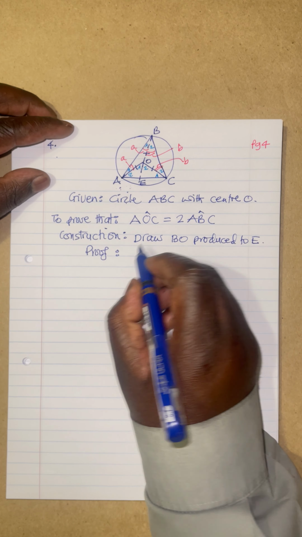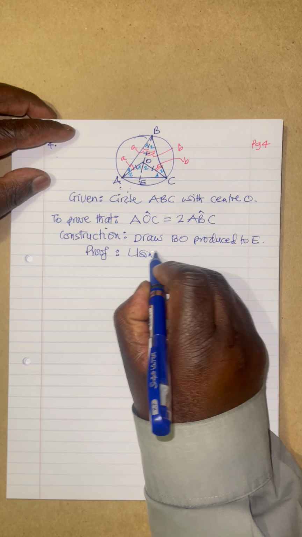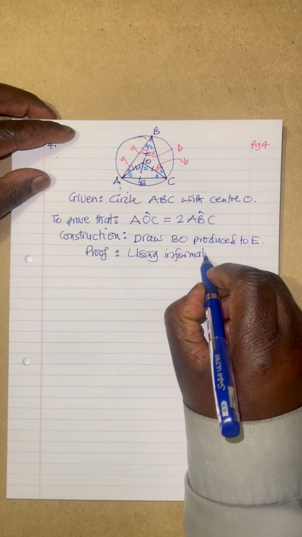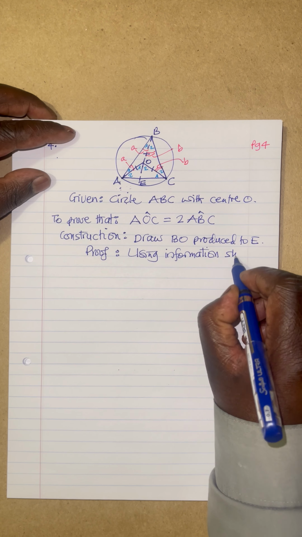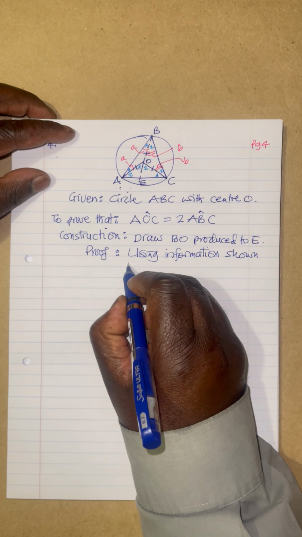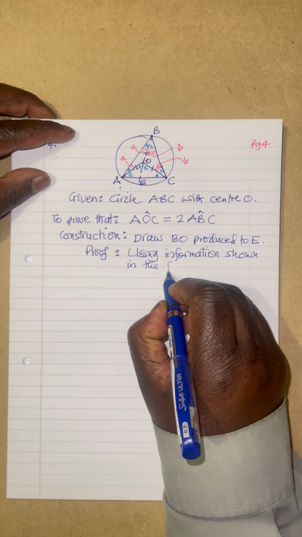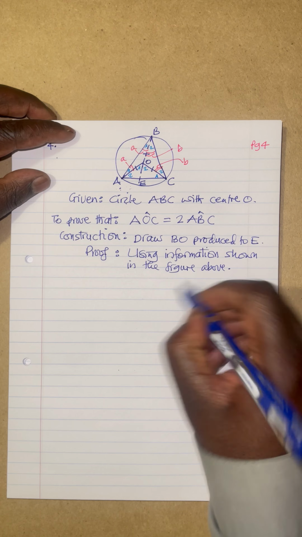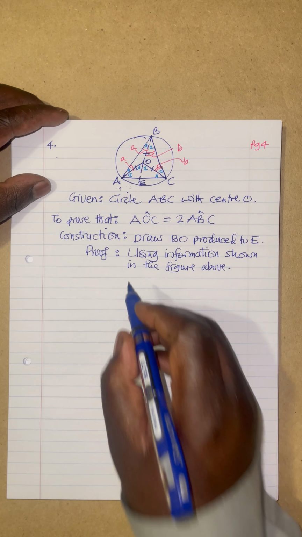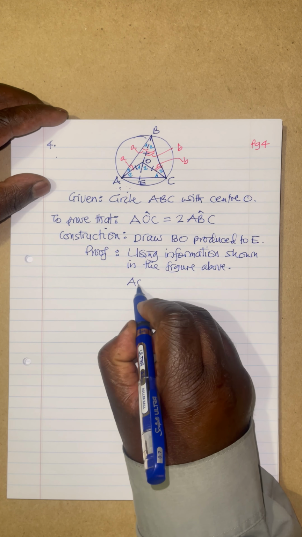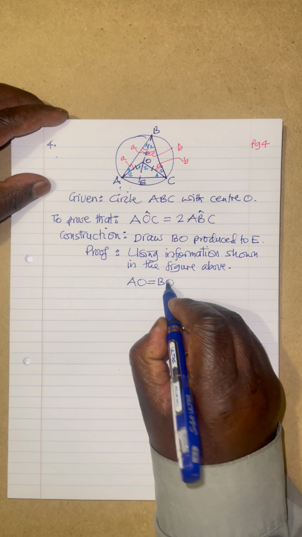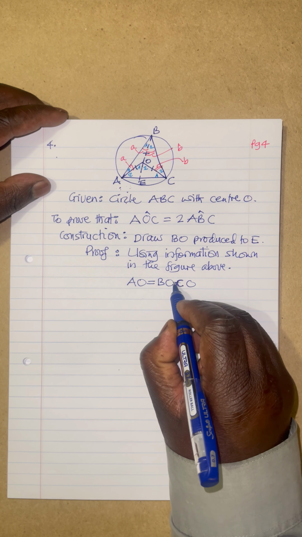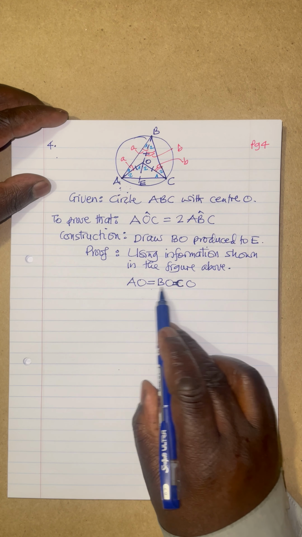And I'm going to say here now, using information shown in the figure above that figure there, we see on the outset that AO is equal to BO is equal to CO. Hope you can see that equal sign there. AO equals BO equals CO.